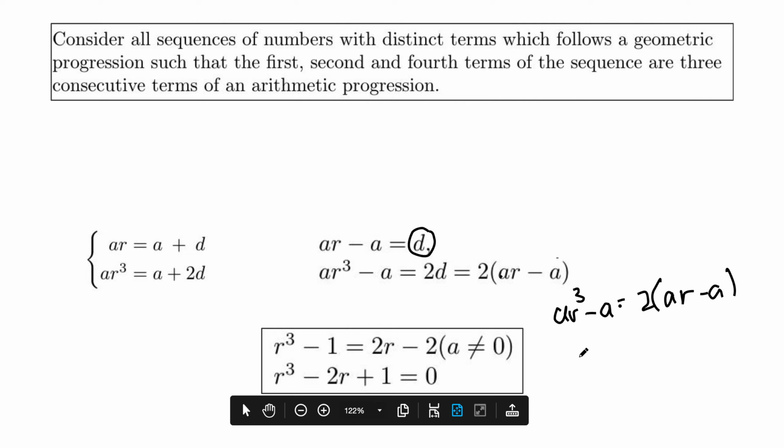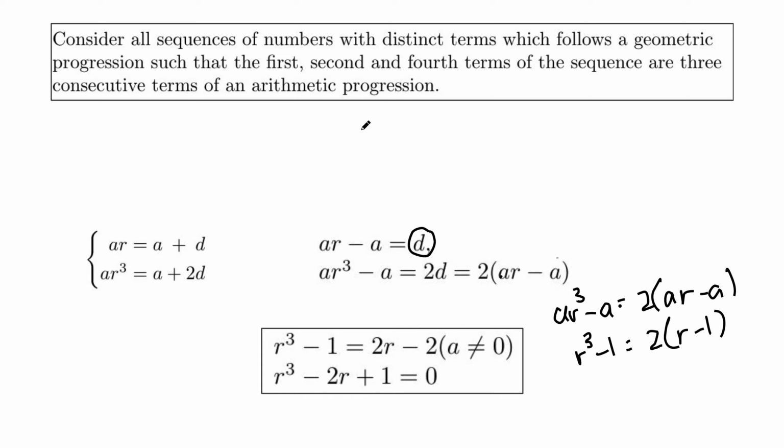If we divide both sides by A, we get R cubed minus 1 equals 2 times R minus 1. If we expand this out, we get R cubed minus 2R plus 1 equals 0. We can use our GC to solve equations because they are cubic and above, and we don't have a formula to solve cubic equations. The results we should get are R equals minus 1.62, R equals 1, or R equals 0.618. At first glance, all three answers look like they should work.